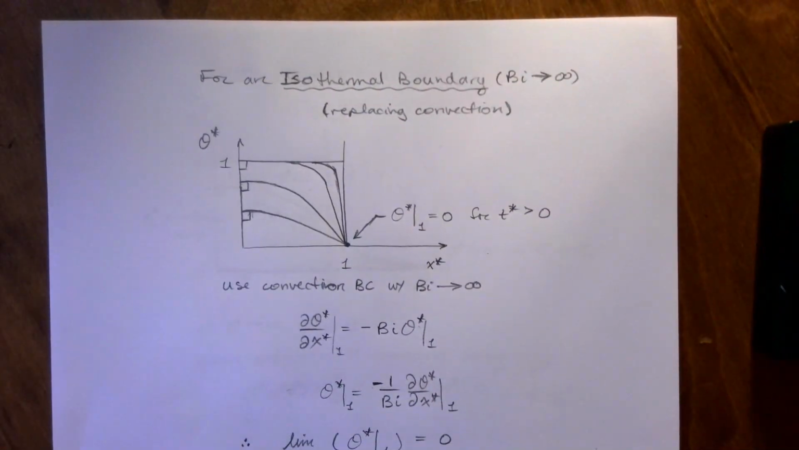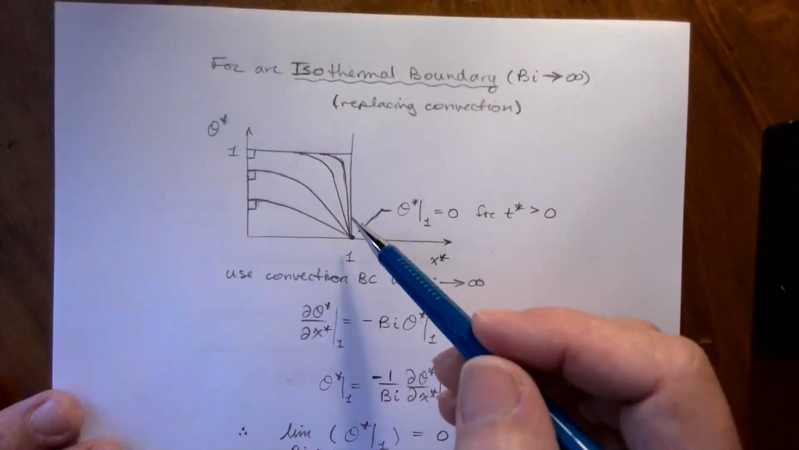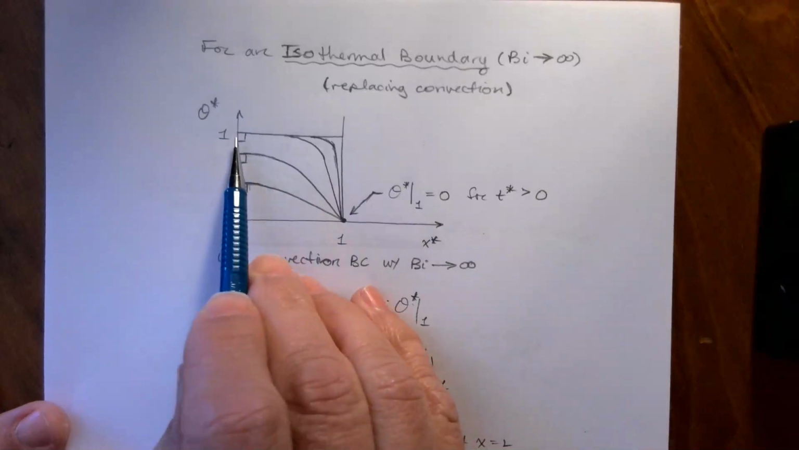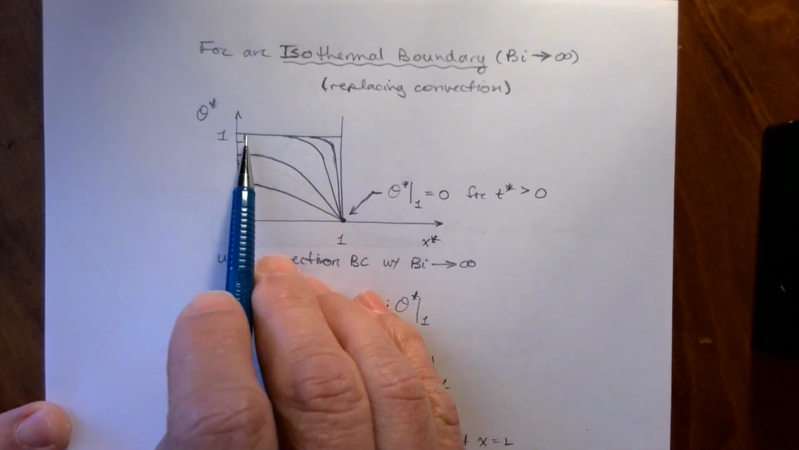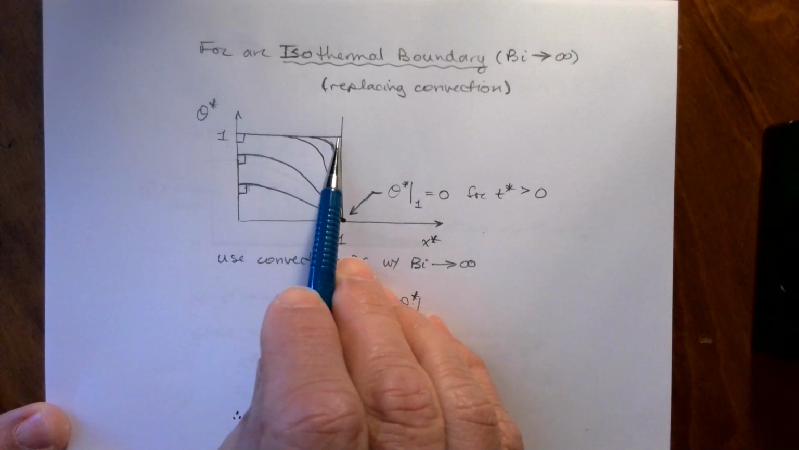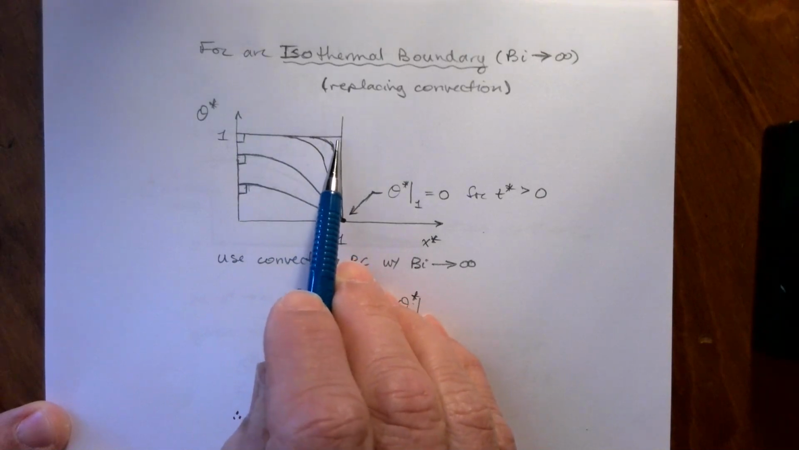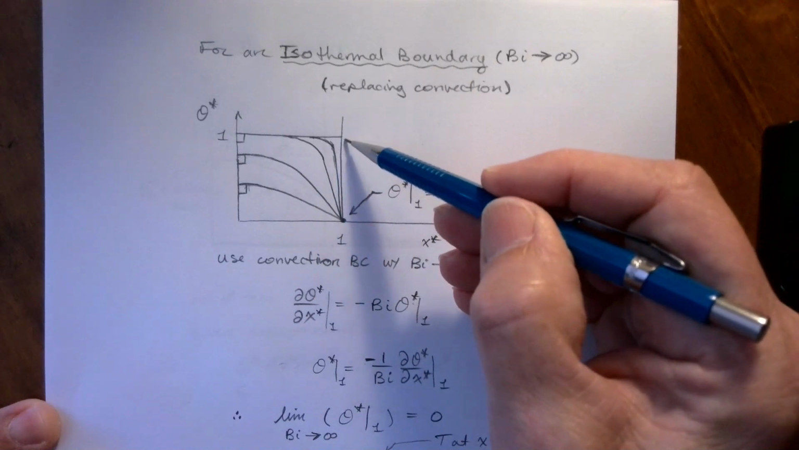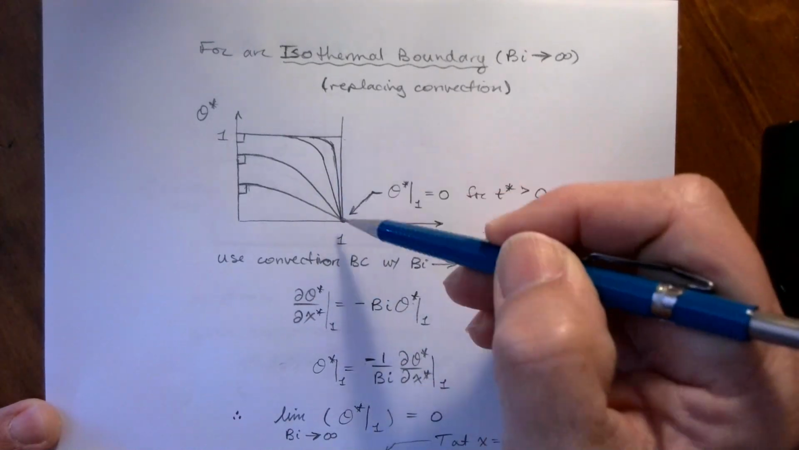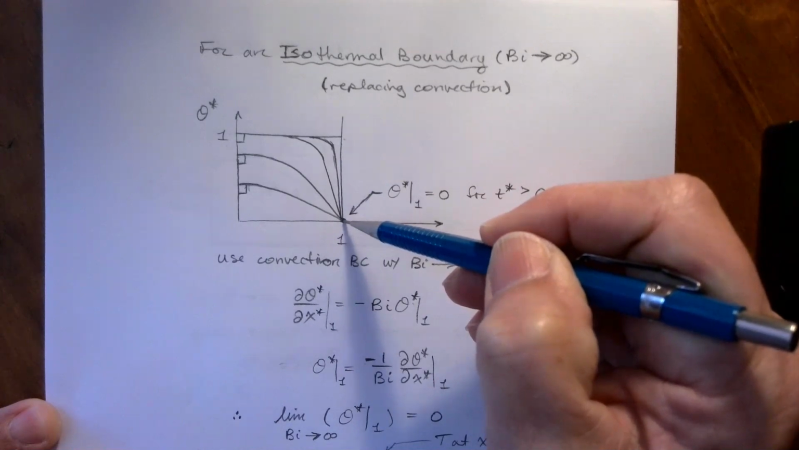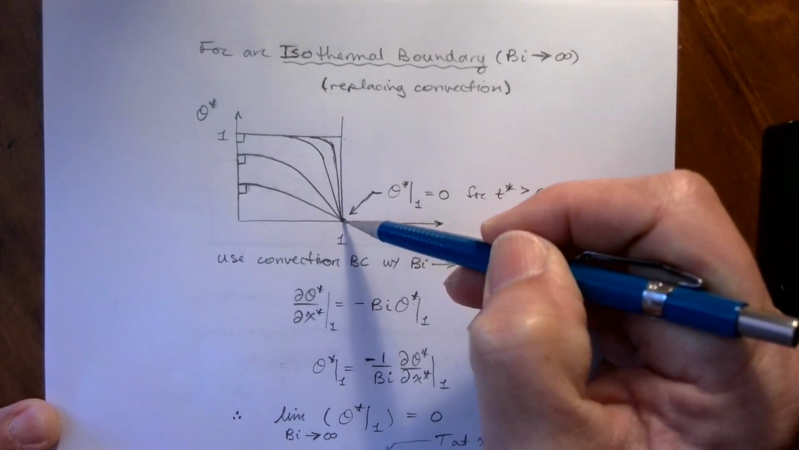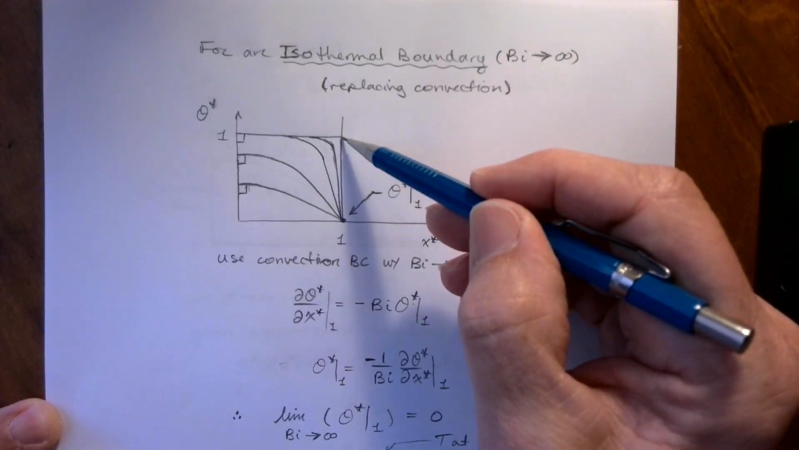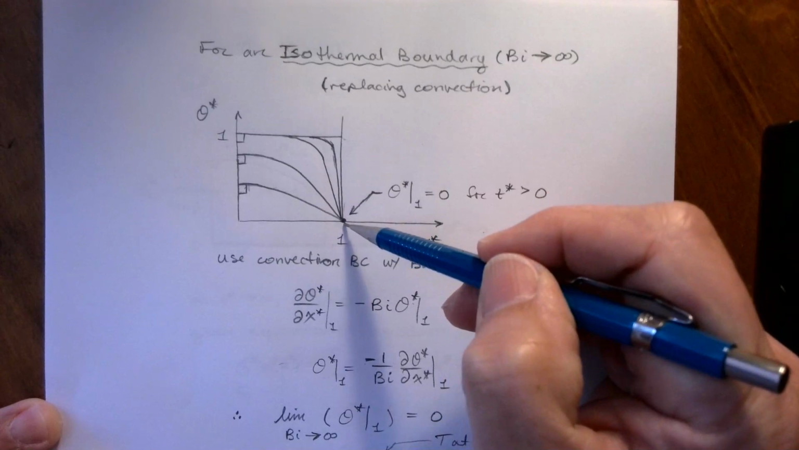So when we say an isothermal boundary, what we mean is that we will have an initial condition of Ti or theta star equal to 1 uniformly, and then we will presume that somehow instantaneously we're able to change the temperature of the surface at time t equals 0. We will instantaneously change it all the way to T ambient. So if T is equal to T ambient, then T star is equal to 0.